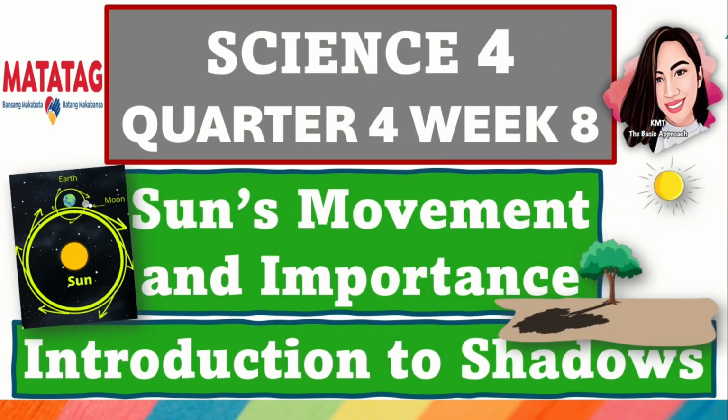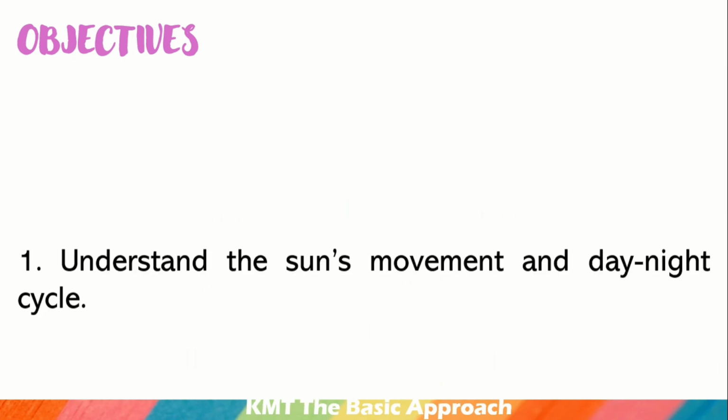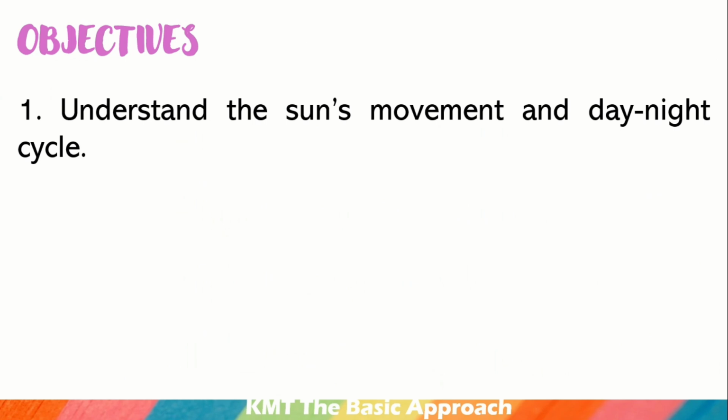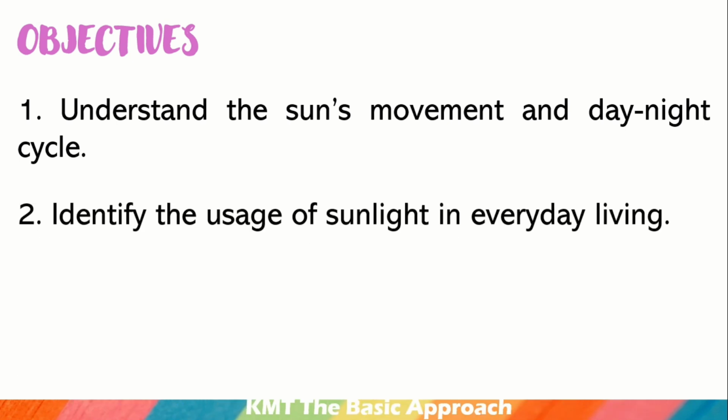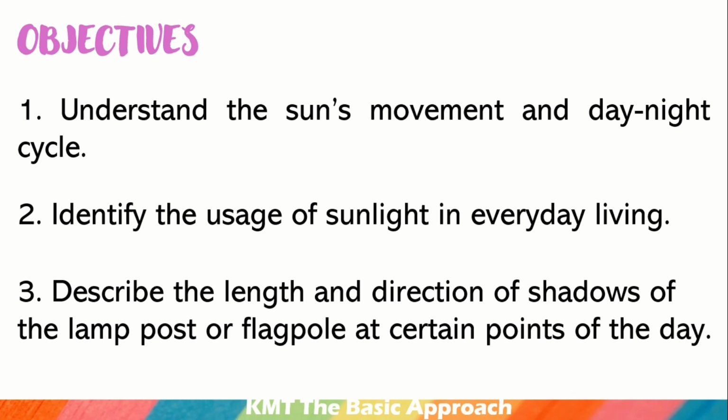Today, we will learn about the sun's movement and importance. Introduction to shadows. Here are the possible objectives for today's lesson. Number 1. Understand the sun's movement and day-night cycle. Number 2. Identify the usage of sunlight in everyday living. Number 3. Describe the length and direction of shadows of the lamppost or flagpole at certain points of the day.